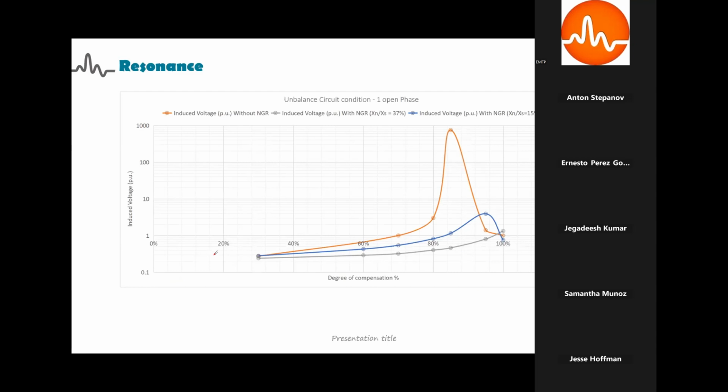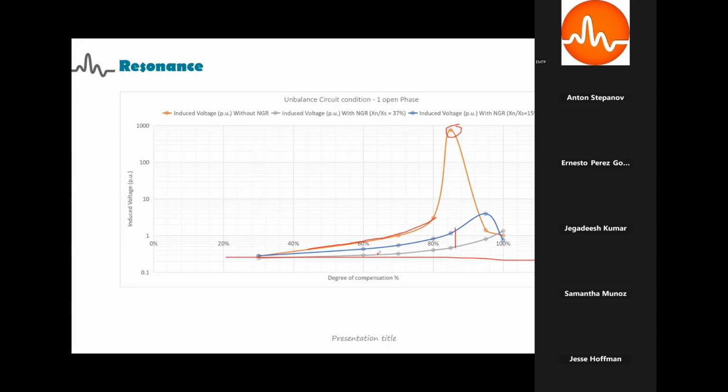In the one pole open condition, as we vary the compensation degree, the amount of induced voltage in the open phase, that is the de-energized phase, increases, and you can see that the resonant peak occurs at around 85% of compensation without NGR. Its value is around 900 per unit, which is a humongous amount, so it cannot be allowed.